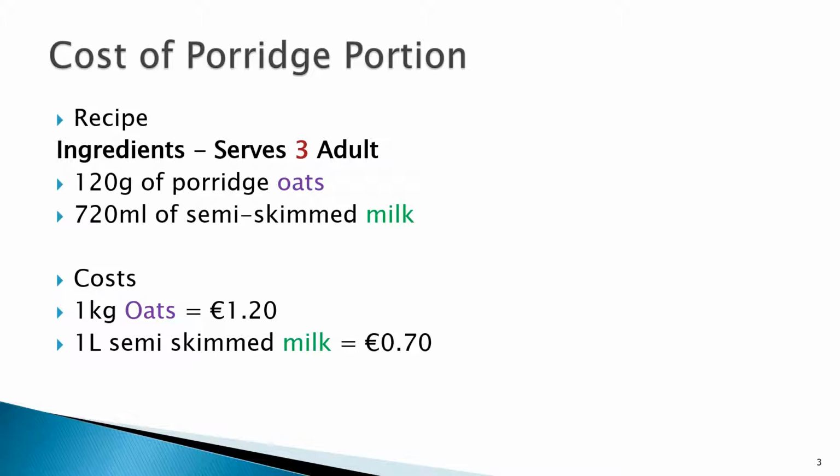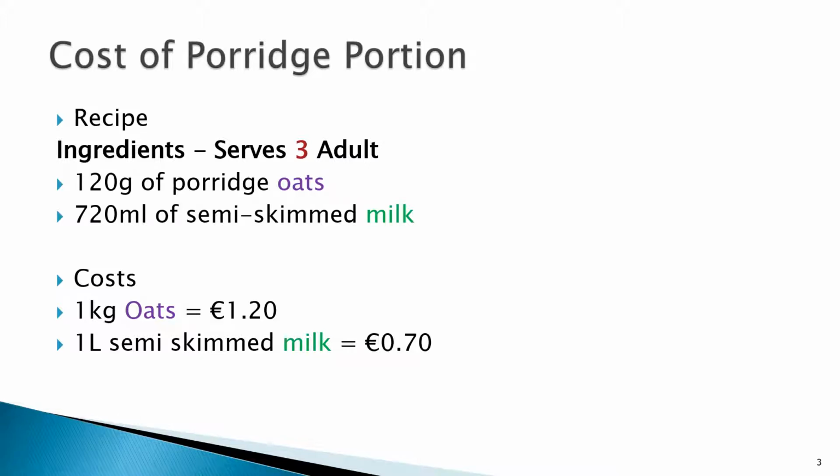So let's make the recipe a little bit more complicated. We're only going up to 2 ingredients at this point, but again you'll see the method and you'll follow this on for any other recipe that you're doing. The recipe then serves 3 adults, so it's got 3 portions. It's 120 grams of porridge oats and 720 ml of semi-skimmed milk. So our costs then, we know that 1 kilogram of oats is costing us 120 and 1 litre of semi-skimmed milk is costing us 70 cents. So how much is it for a single portion of porridge? That's what we're trying to find out.